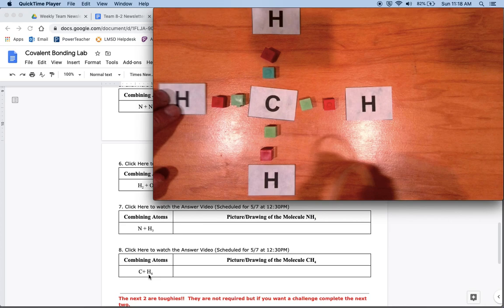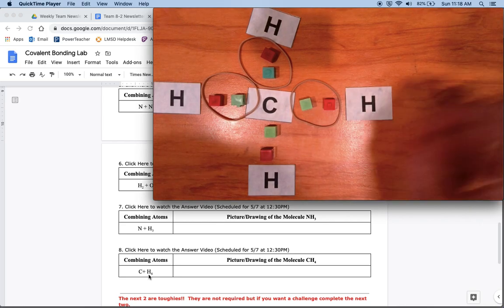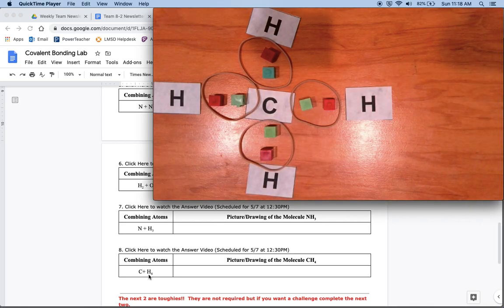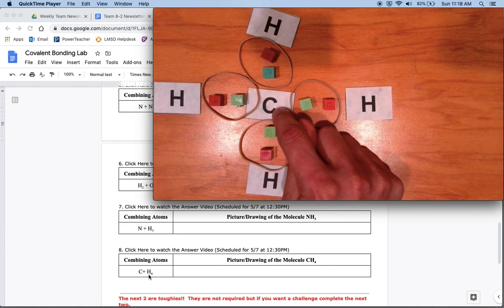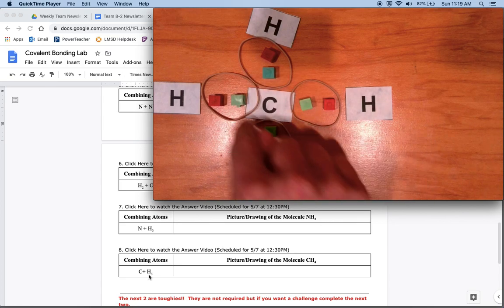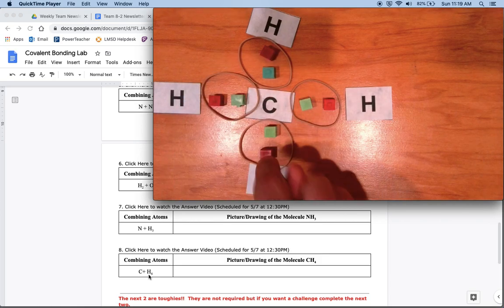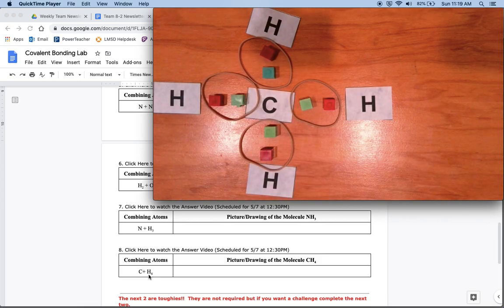So from here, now that I have everything across from each other, all I have to do is put rubber bands around each one, and I'm done, right? If I count the carbon, I now have 8 valence electrons around it, right? So I have the 4 green ones it started with, but now that I bonded, it's got the 4 red ones too. So now that's 8 total valence electrons, right?